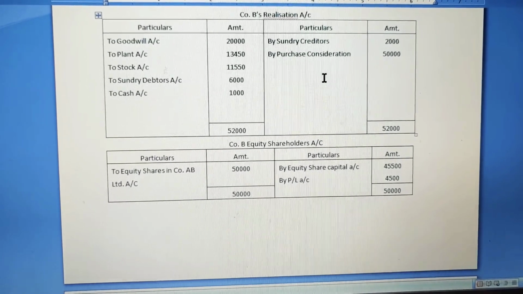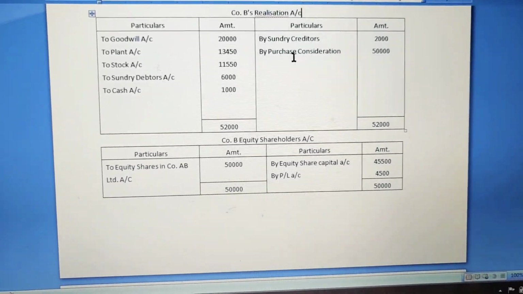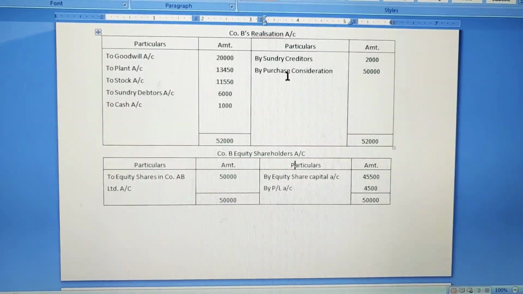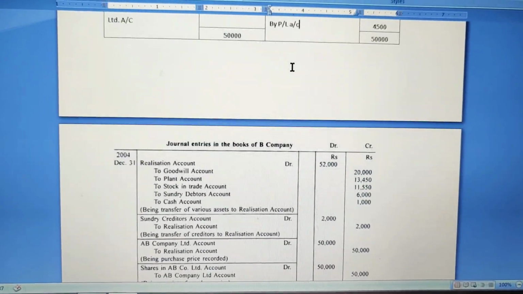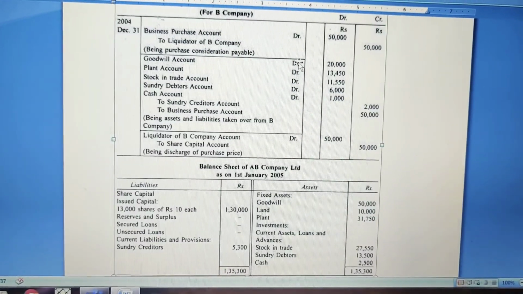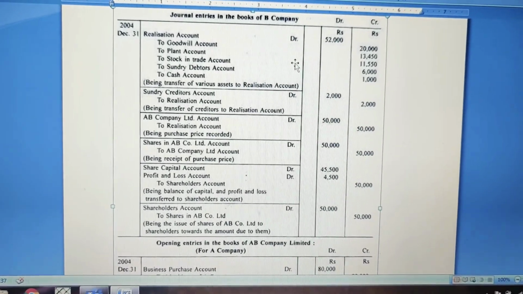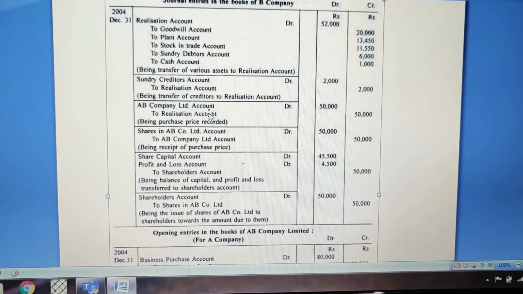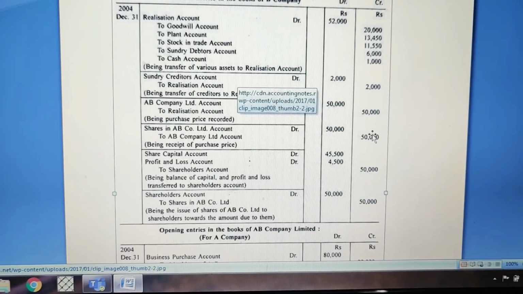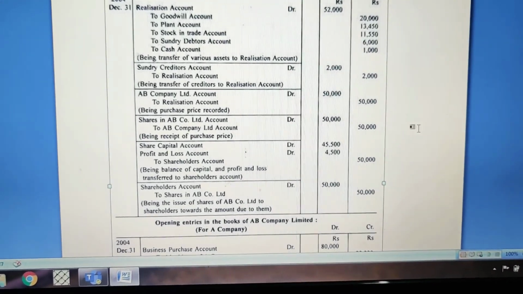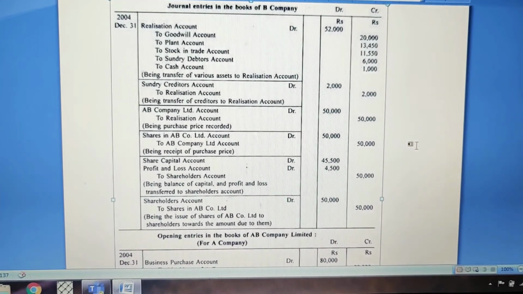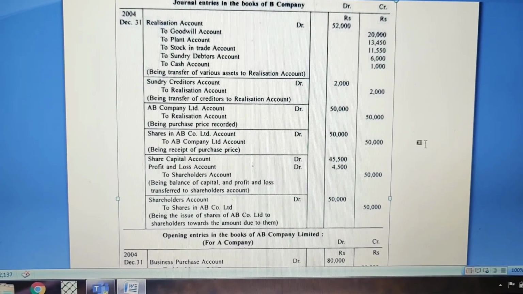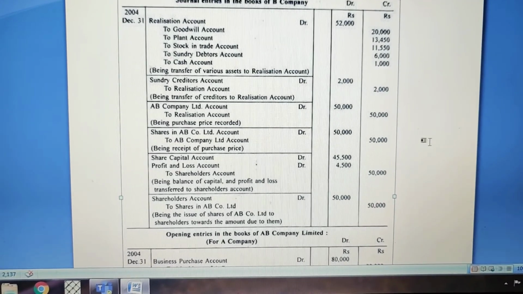Okay, so what you are doing, you have recorded it as purchase consideration account debit to company B's realization account. So instead of writing the word purchase consideration, you are just writing it as AB Company Limited account to realization account. Okay, so 50,000. Next, you are giving the shares, you are receiving the purchase price, so shares in AB Company Limited account debit to AB Company Limited account worth 50,000.